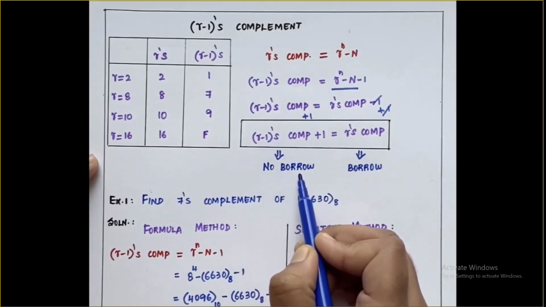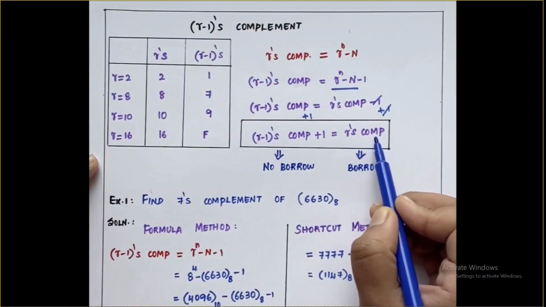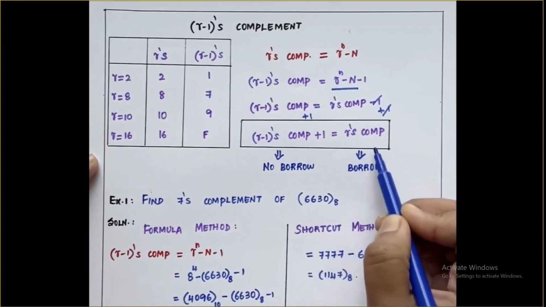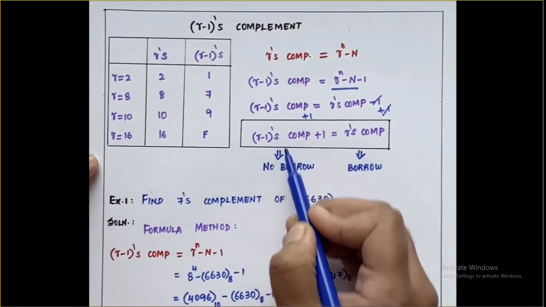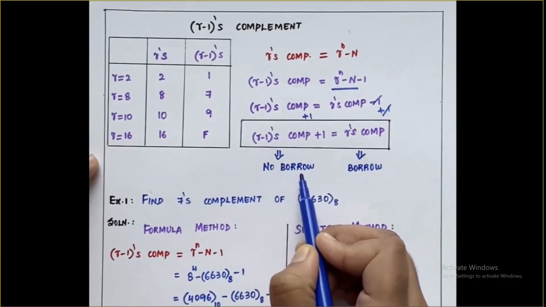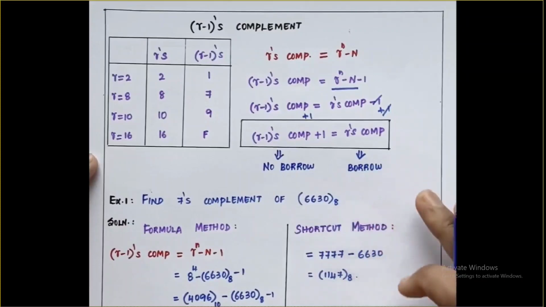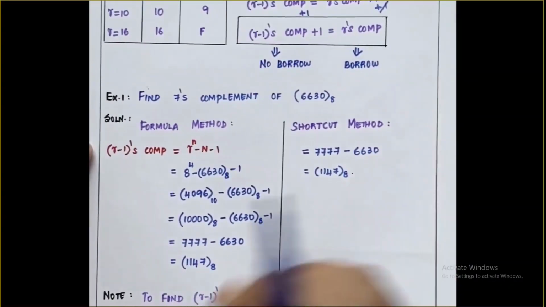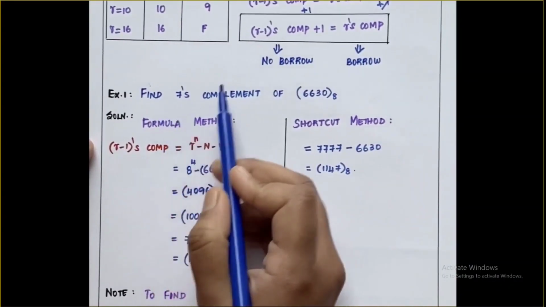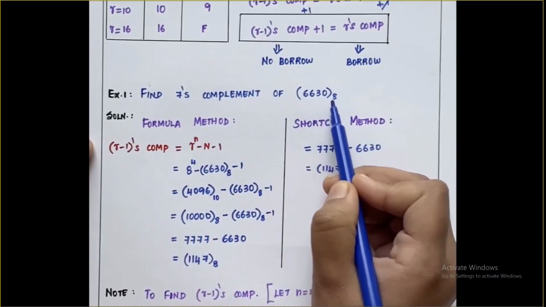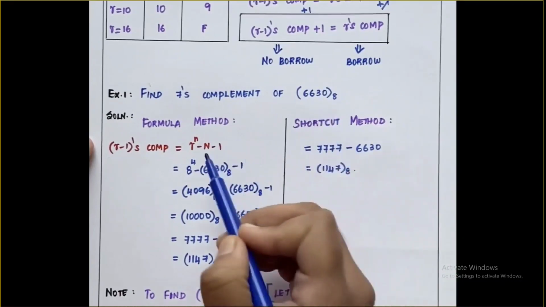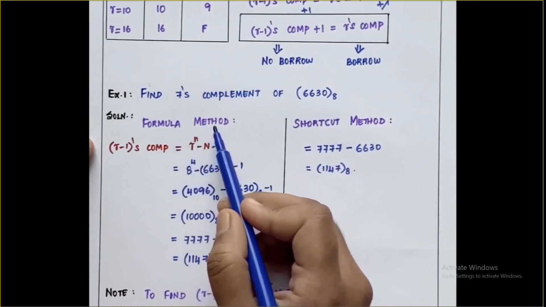So for r minus 1, we will not have any borrow, and for r's complement, we will have borrow. So this is the relation between r minus 1's complement and r's complement. Now let us solve an example for r minus 1's complement so we can understand it better. Let's find the 7's complement of 6630. 7, in the sense it is reduced from 8, so it is r minus 1's complement.